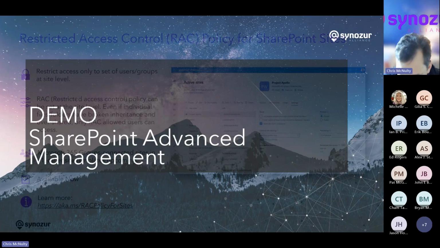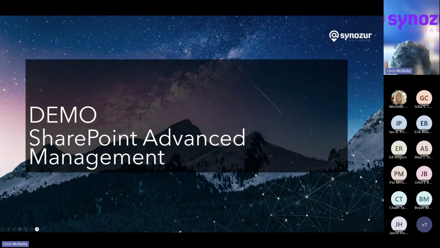So let's take a look at what SharePoint Advanced Management looks like operationally. And this is going to be a very quick demo and not a technically deep dive.